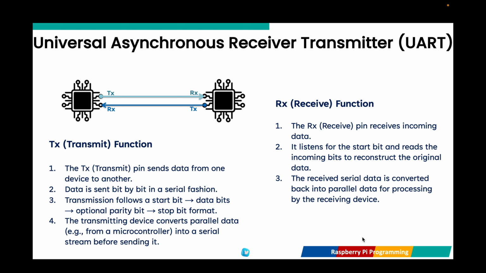Additionally, both devices must operate at the same baud rate, for example 9600 bits per second, to avoid data loss or corruption. UART is commonly used in microcontroller sensors, GPS modules, and Bluetooth devices, making it a fundamental communication method in embedded systems and physical computing. In summary, TX sends data, RX receives data, and proper wiring ensures successful communication.